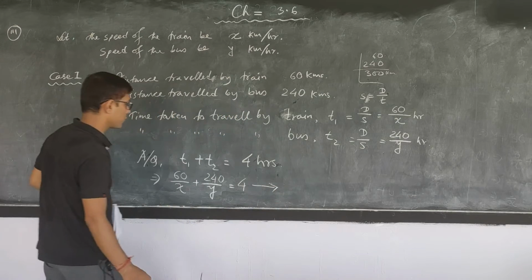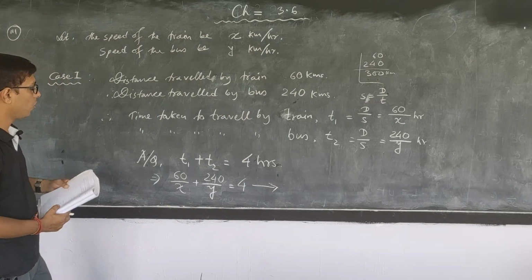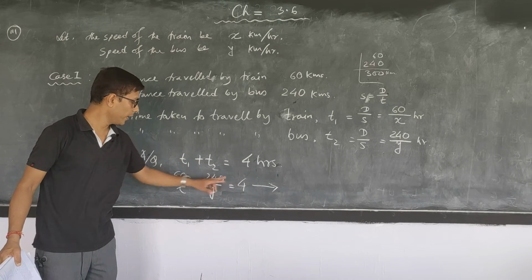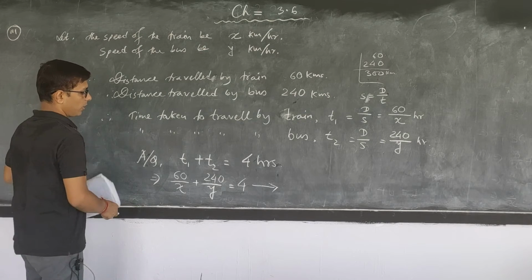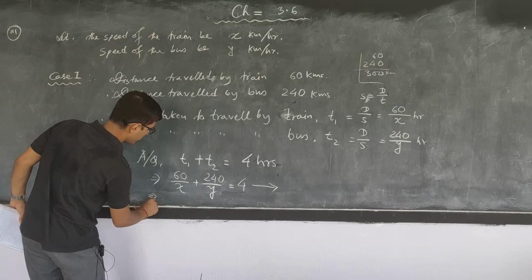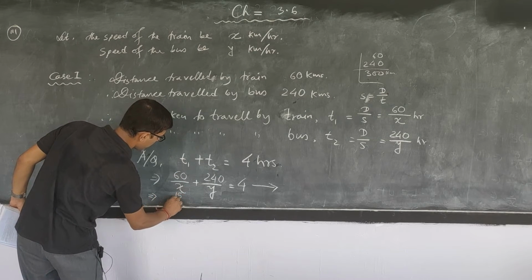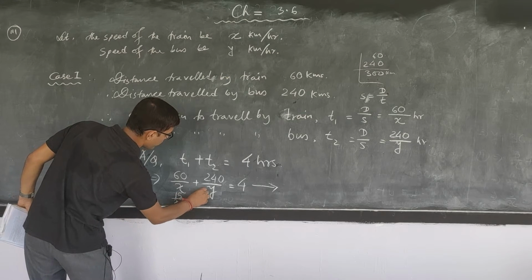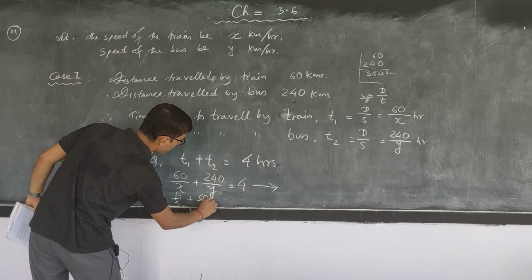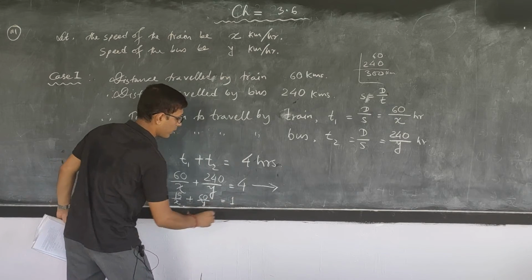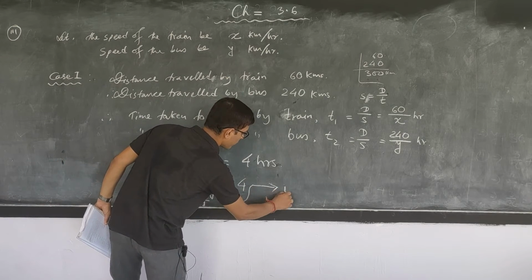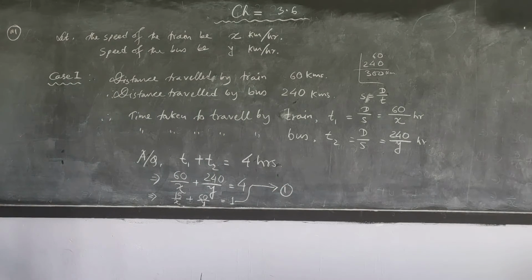We can name it as equation number 1, or else, since all these are divisible by 4, we can divide by 4 to reduce the equation. If you divide by 4, it is 15 by x, then 60 by y, and dividing 4 by 4, it will be 1. Now you can make it equation number 1. This is our first equation: 15 by x plus 60 by y equals 1.